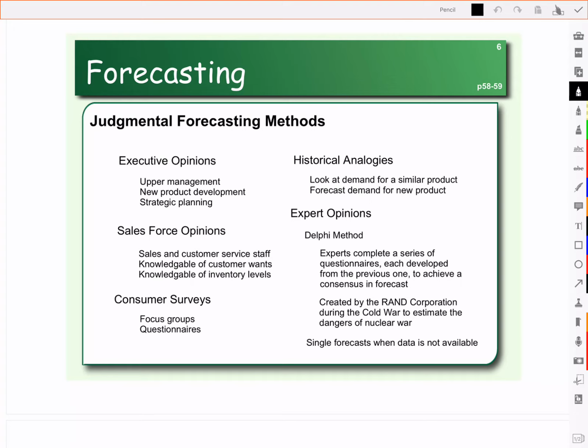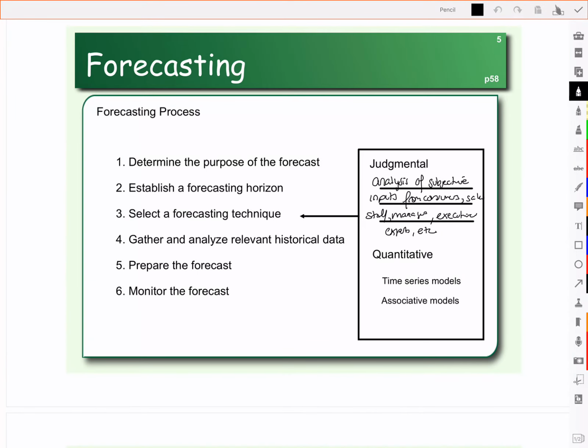One of those methods for collecting expert opinions is what is called the Delphi method. And we're going to talk about the Delphi method in class and use a class activity to understand how the Delphi method works. So judgmental forecasting is really subjective. It's about talking to people who have the information and getting that information from them. So when would you be most likely to use the judgmental method?